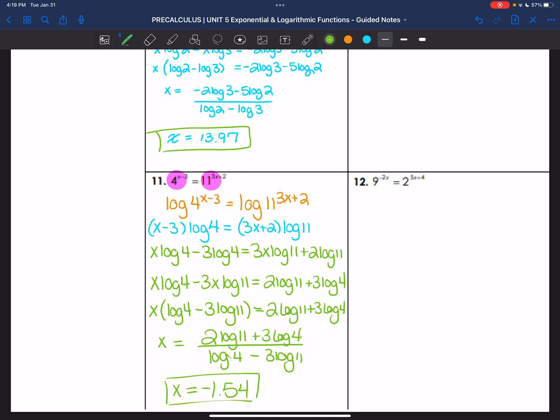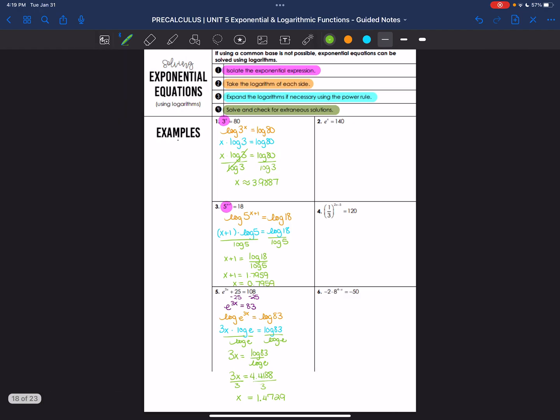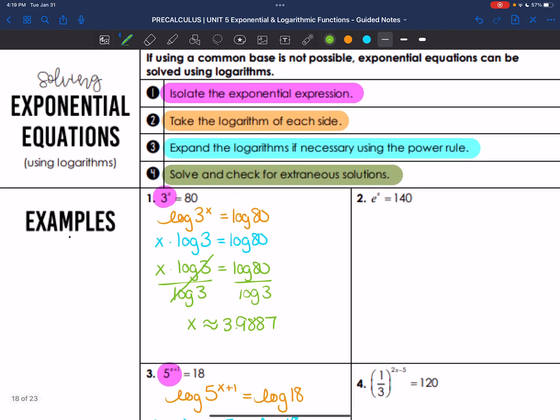And there you have it, ladies and gentlemen. That is how to solve exponential equations using logarithms.